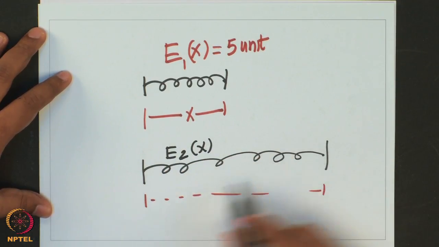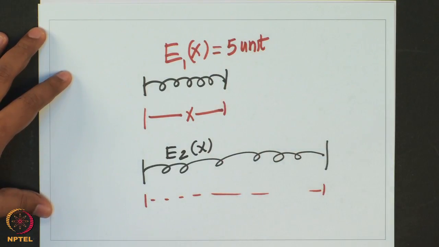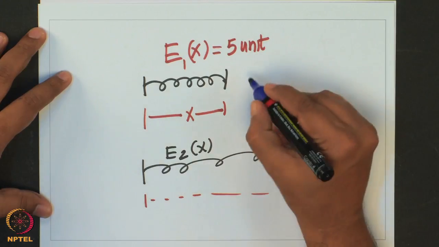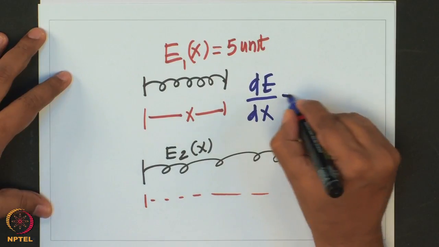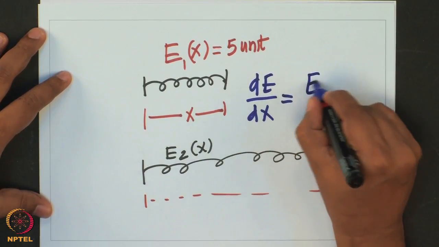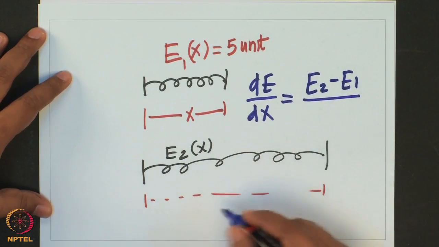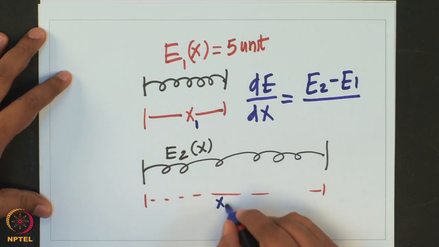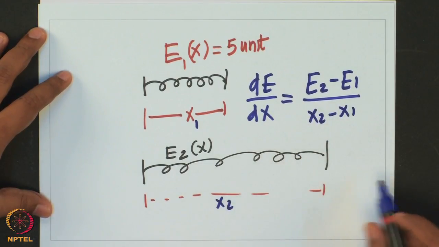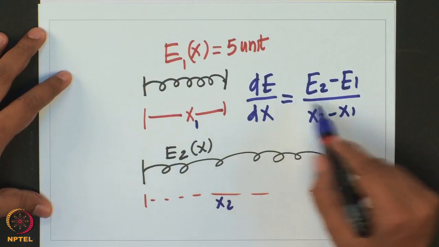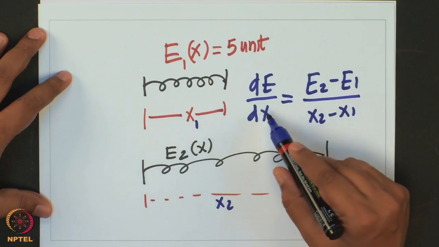For this particular x, the E2, so this minus this, so del E by del x is basically E2 minus E1 divided by this x. So let me call this x1 and this is x2, x2 minus x1. Assume that these changes are very small, then we can write this as dE by dx. So this will be the change in energy.